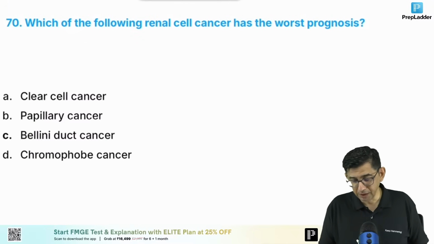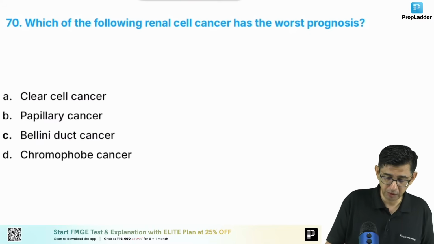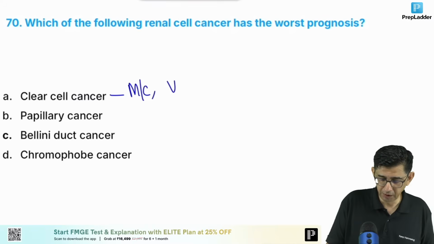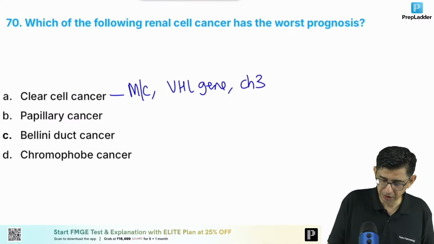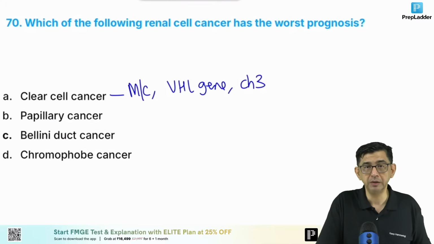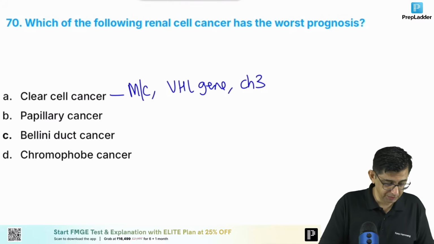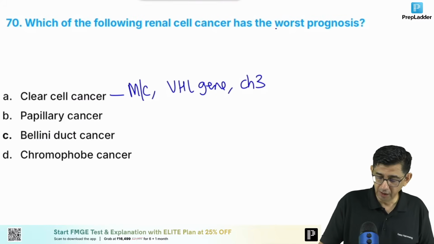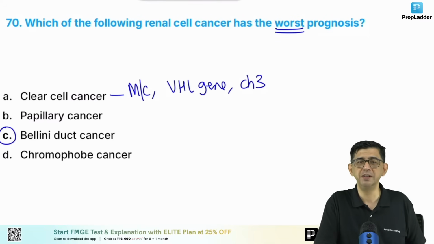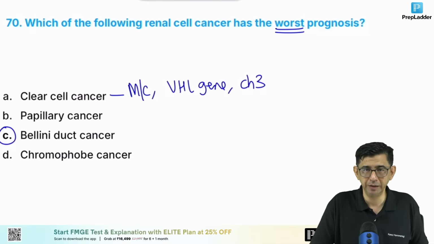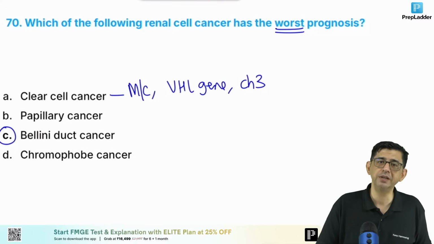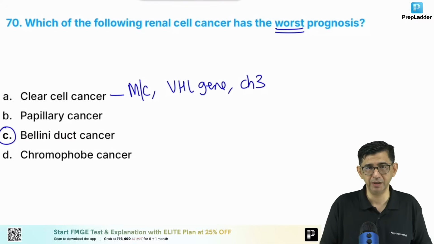The renal cell cancer that has the worst prognosis: the most common one that we see is clear cell carcinoma, which is associated with the von Hippel-Lindau gene, that is with chromosome 3 association. But here the question is not asking about good prognosis, it's talking about the worst prognosis. Worst prognosis in renal cell carcinoma is seen with Bellini duct cancer. Whenever we read about renal cell carcinoma, the traditional question is on clear cell carcinoma, but today we are talking about the aggressive one, Bellini.